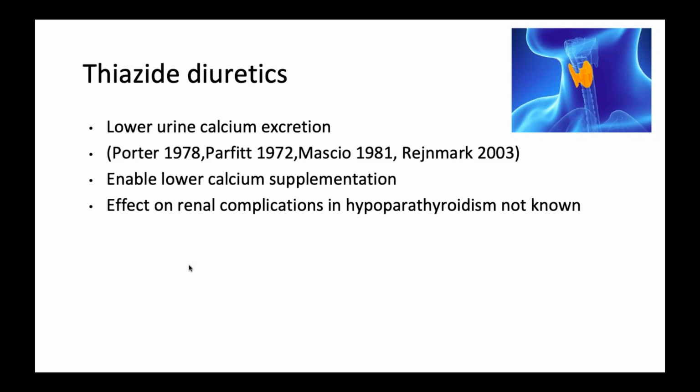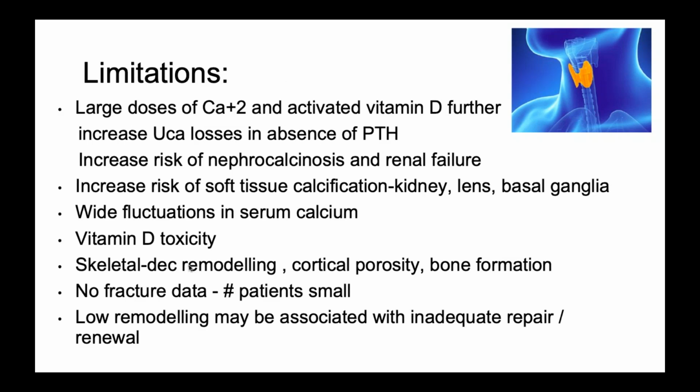The effects on the renal complications in hypoparathyroidism need to be further evaluated, and we're not fully aware of this at this time. So what are the limitations of conventional therapy? Well, patients do need to take large numbers of pills every day. Large doses of calcium and large doses of activated vitamin D will further increase urine calcium losses in the absence of PTH, and they will increase the risk of nephrocalcinosis and renal failure.